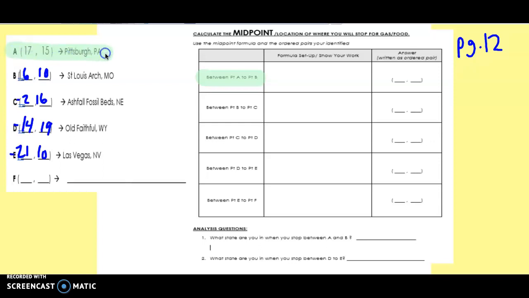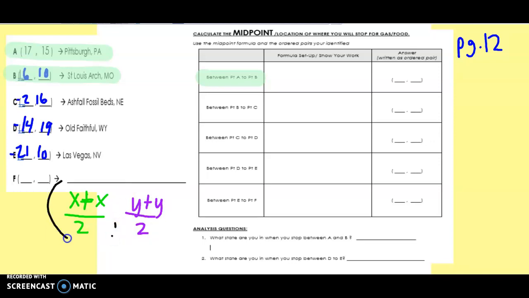So again, we're looking at the middle between Pittsburgh and St. Louis Arch. And if you notice, those locations have a coordinate pair, an ordered pair, an x value and a y value. In order to find the middle of those, we have to take the x's and add them up, and then divide by 2. And then we have to figure out the middle of our y's, because again, it's a two-dimensional location. So this would be our ordered pair, and our answer is still going to look like an ordered pair. We've got the middle of our x's and the middle of our y's to establish a new midpoint.